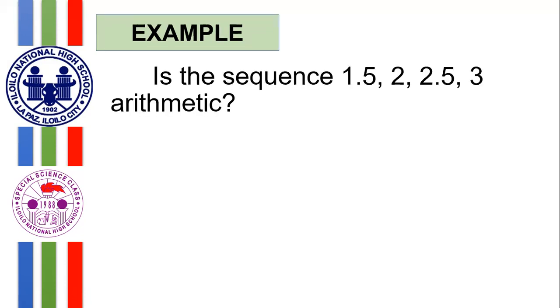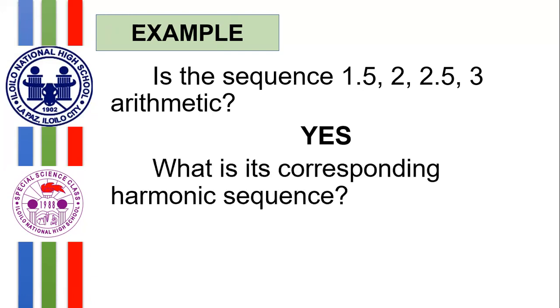Let's have another one. Is the sequence 1.5, 2, 2.5, 3 arithmetic? Let's see. 2 minus 1.5 is 0.5. 2.5 minus 2 is 0.5. 3 minus 2.5 is also 0.5. So this is an arithmetic sequence with a common difference of 0.5. And so that you will be comfortable, I suggest you convert the decimals to fractions.